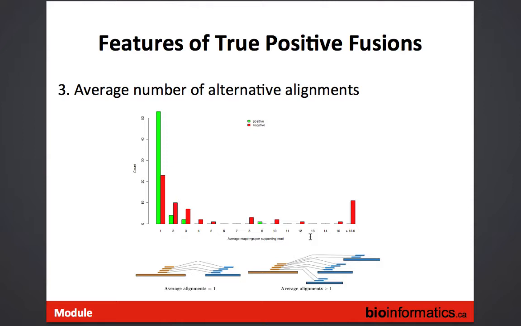The next feature is just how well we are able to map each side of these paired-end reads. If we see maybe one or two alignments on either side for the paired-end reads, then that's okay. But if one side of this fusion transcript maps to many different places, then that's giving us information about how ambiguous this prediction is.